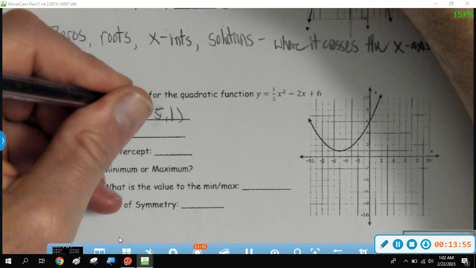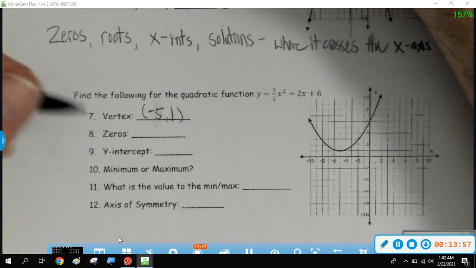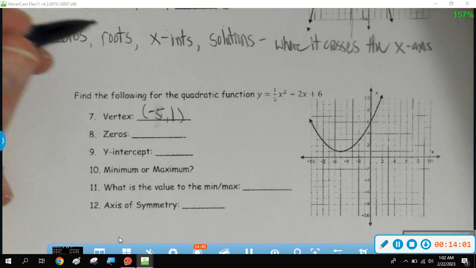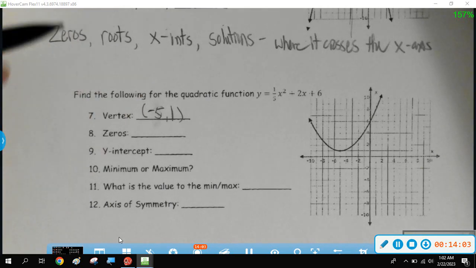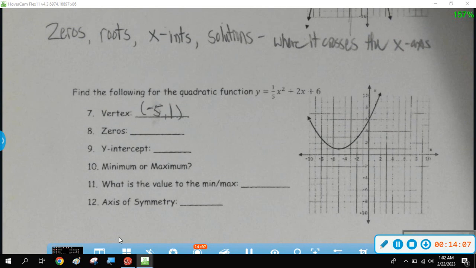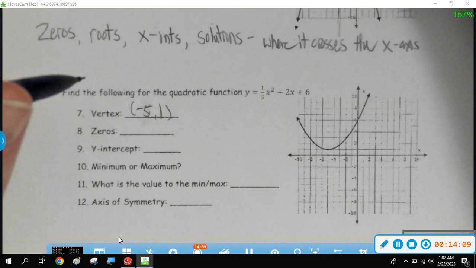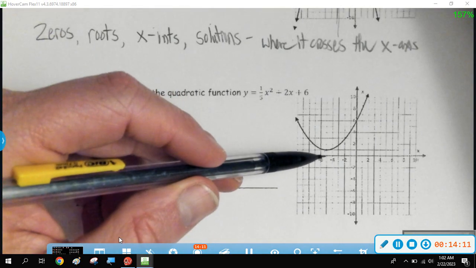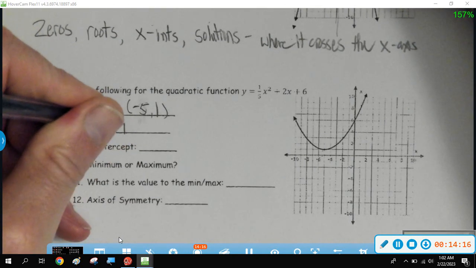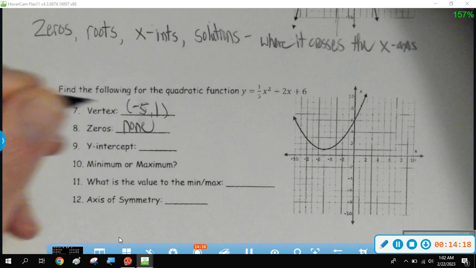And the next thing that they're asking us to find is going to be the zeros. Remember, all four of these words mean the same thing. Zeros, roots, x-intercept, solutions. It's all where it crosses the x-axis. Now, in this case, the question is, where does it cross the x-axis? Well, it actually doesn't. So what are the zeros? There are none. No zeros.